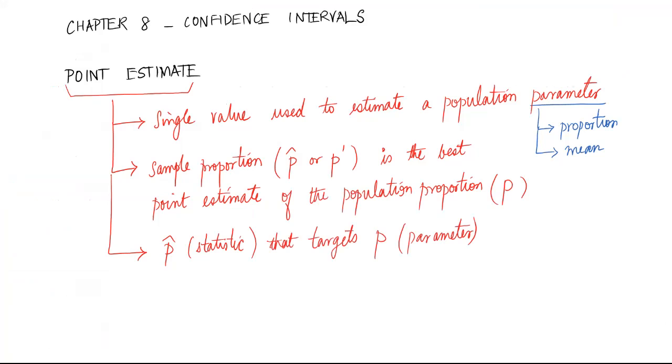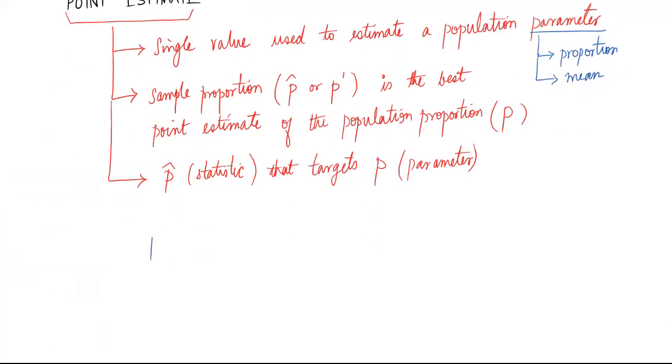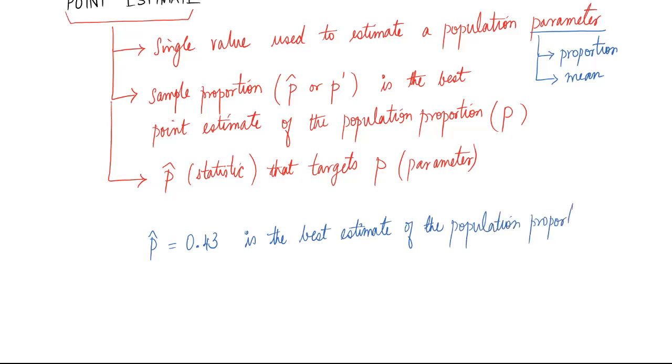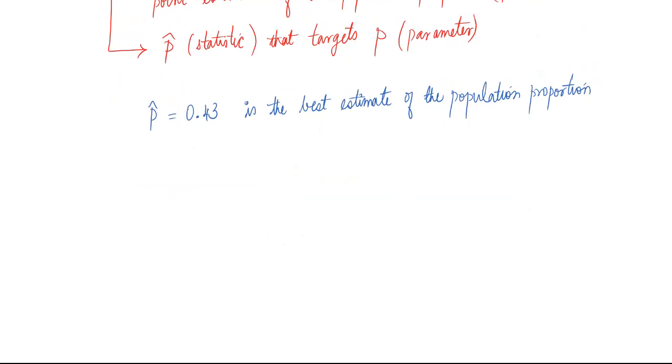Okay, back on track. So for that example, we can say p hat is 0.43, the best estimate of the population proportion. Let's talk about confidence interval.